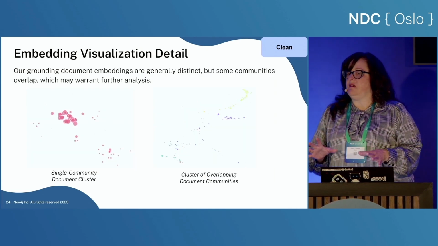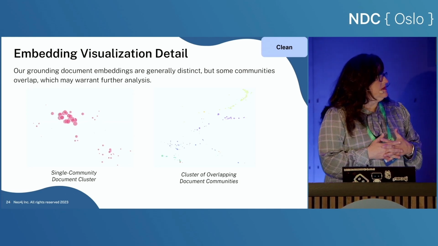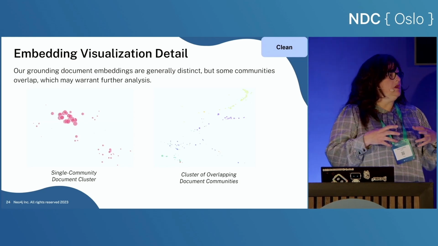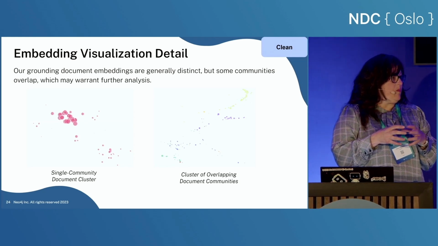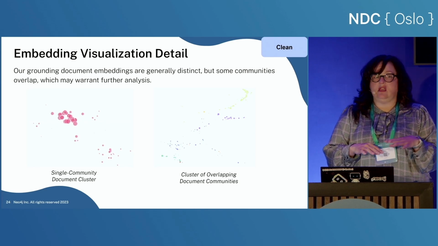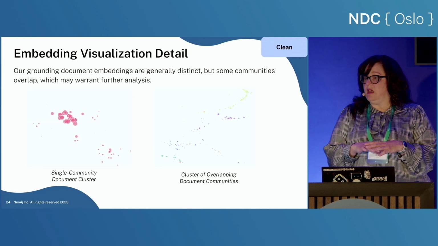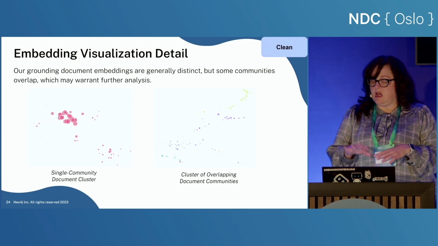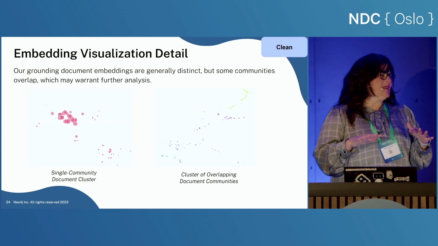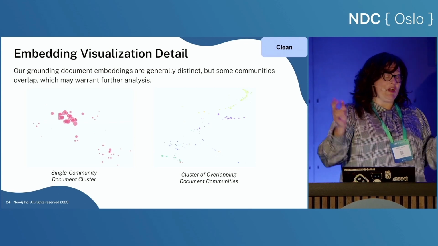So we zoomed in on a couple of different aspects of this particular visualization. What you see on the left-hand side is a single community document cluster, because they're all one color. And there's a lot of documents sitting on top of each other. You see that the size is a little larger, so that means that they're highly connected to each other. And on the right-hand side, we see a clustering of overlapping communities, and they're not really distinct, and they have a lot of different community colors.